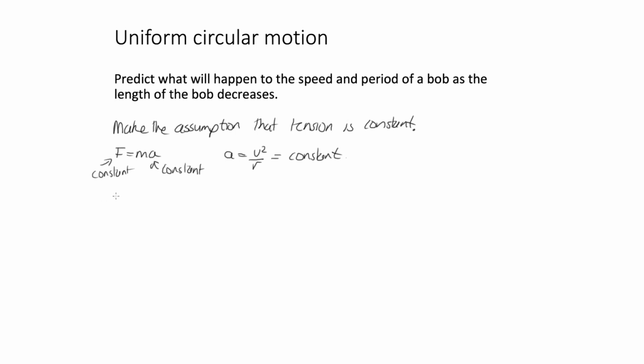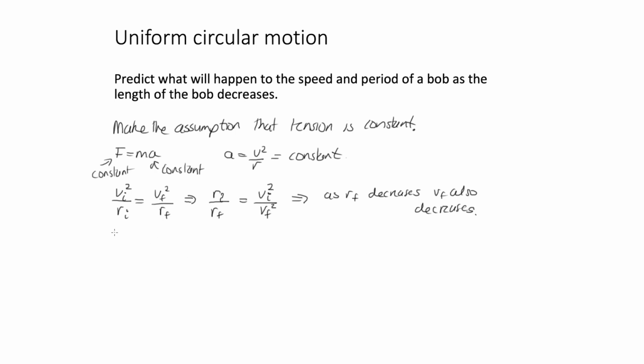Now, if this is constant, it means that the initial speed squared over the initial radius is equal to the final speed squared over the final radius. And we're trying to work out what will happen to the speed. So we can write this as initial radius over final radius is equal to initial velocity squared over final velocity squared. So this tells us that as r final decreases, v final also decreases.